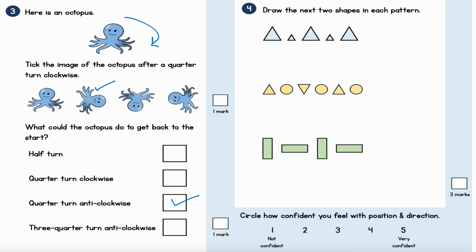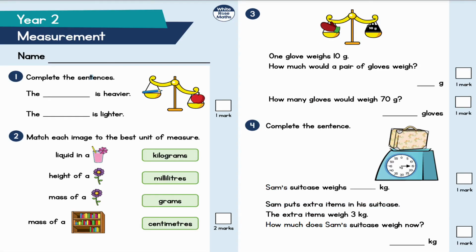This is question number 4. Draw the next 2 shapes in each pattern. Small triangle, big triangle. Triangle, then circle. Rectangle, going like this, and rectangle going like this. Make sure that you use a pencil and ruler to draw these. Again, circle how confident you feel with position and direction now after watching this portion of the video. We're now looking at year 2 measurements.